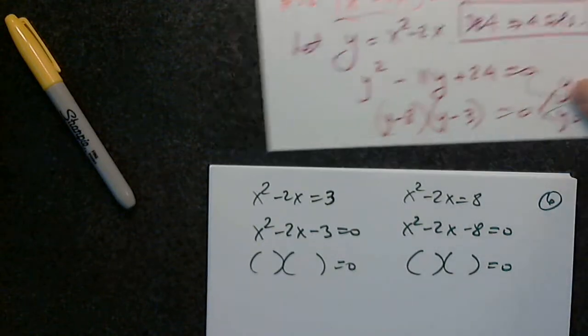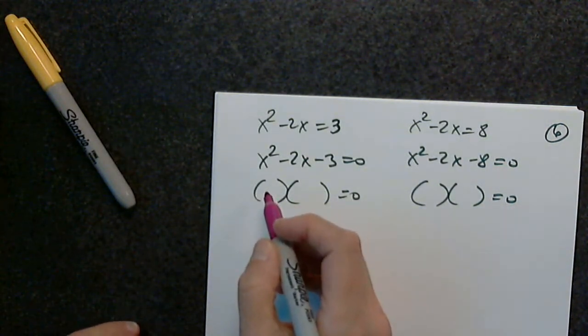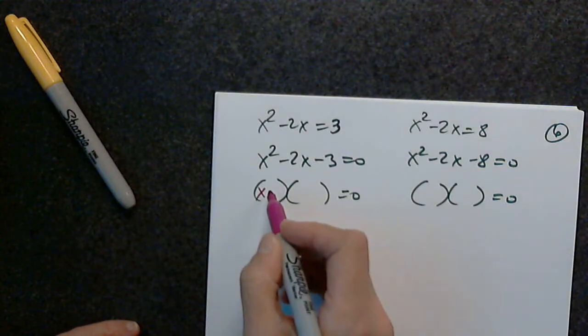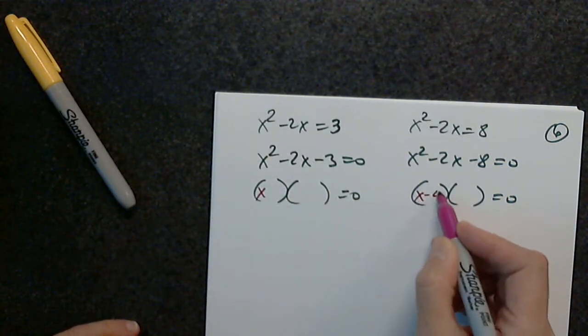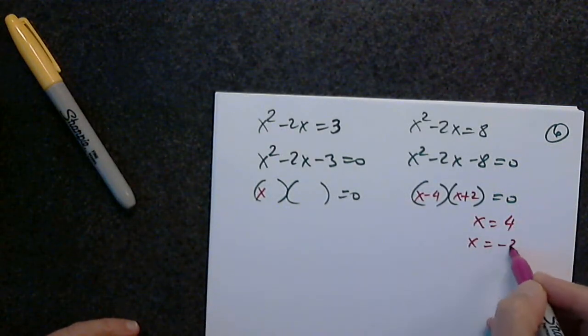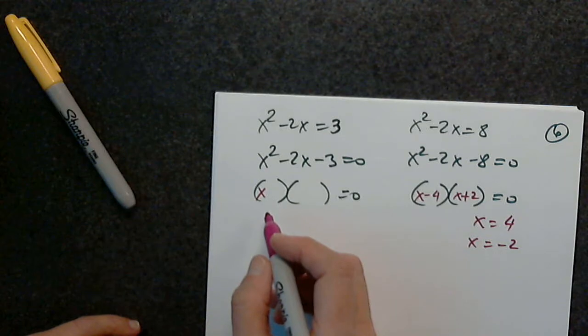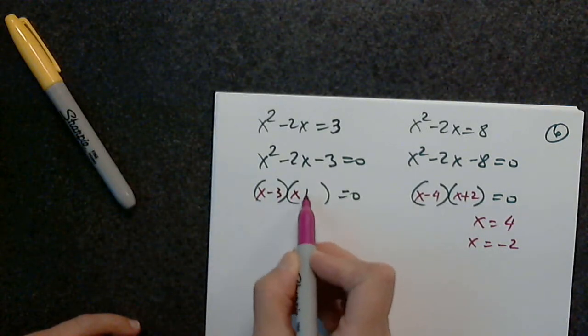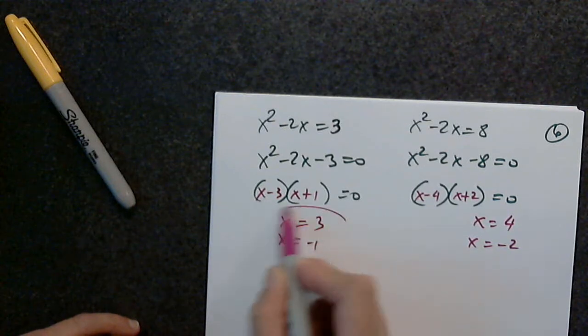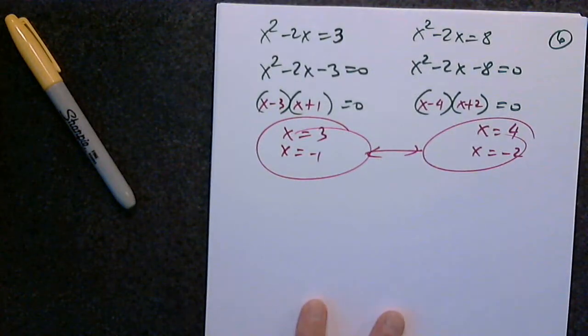Great job. Can anyone give us the factor form? Negative 4, positive 2. And then negative 3 and 1. 4 solutions as expected. Negative 2, negative 1, 3, and 4. Great job.